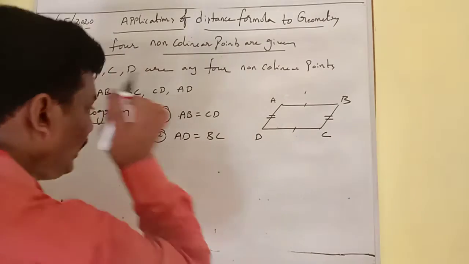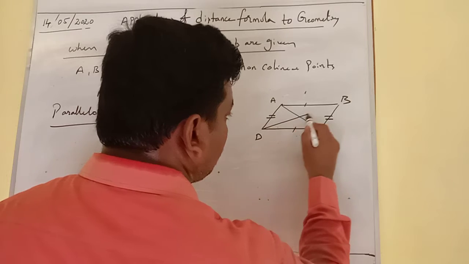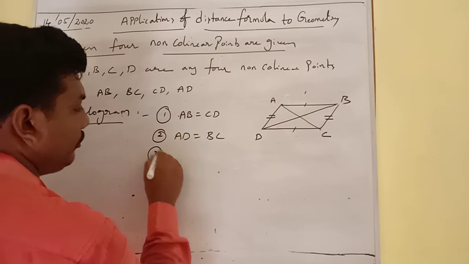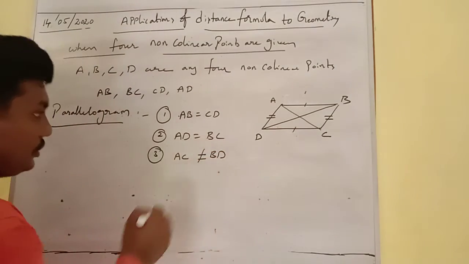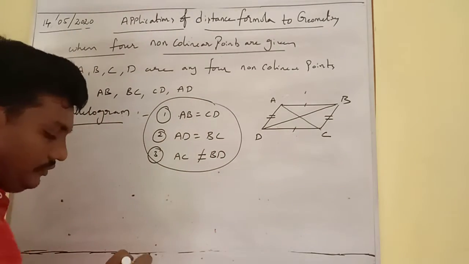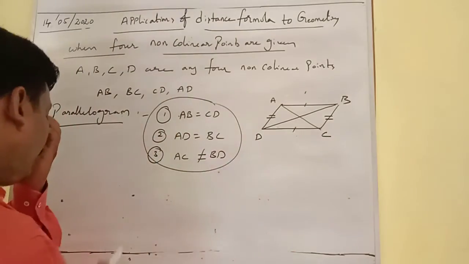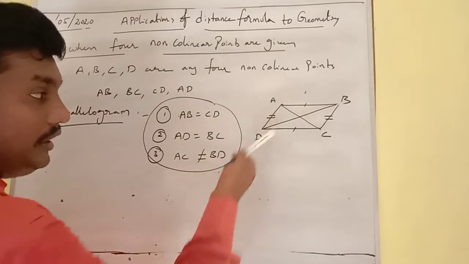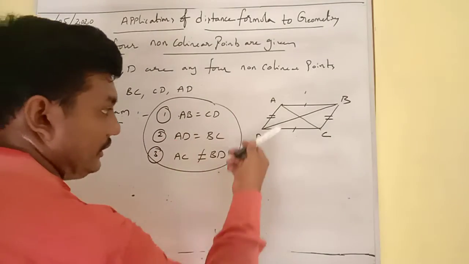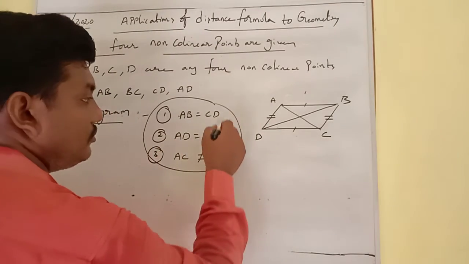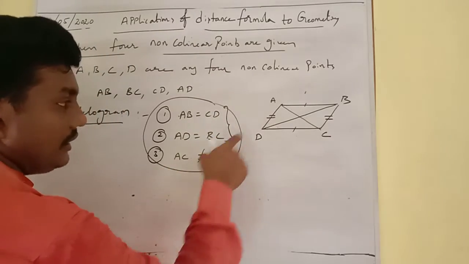Now one more condition we have to see, diagonals. The lengths of the diagonals are not equal. That is AC is not equal to BD. So these are the conditions of a parallelogram based on the distance formula. Based on the distance formula, we can find whether the given quadrilateral is a parallelogram or not. We have to find that opposite sides are equal, AB equals CD and AD equals BC. These two are opposite sides, and this is a diagonal pair.